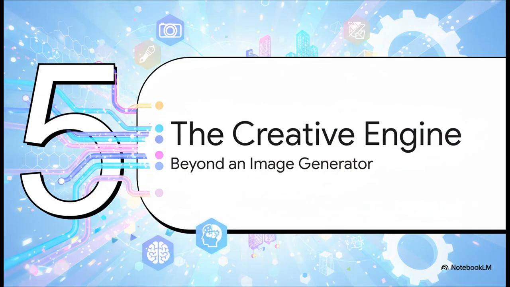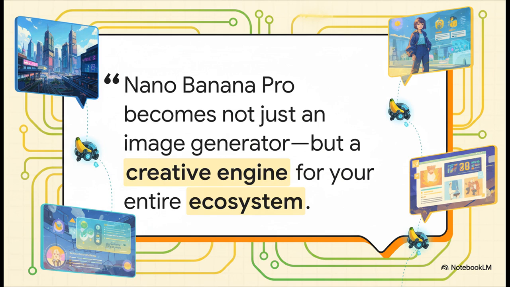Okay, so when you put all of this together, what do you get? In our final section, we're going to see how combining all these capabilities and workflows makes Nano Banana Pro something way more than just an image generator. It really becomes the core of a much bigger creative system. And this is really the key takeaway. Dr. Vernette Grant sums it up perfectly right here. Nano Banana Pro becomes not just an image generator, but a creative engine for your entire ecosystem. It's not just a tool, it's the visual heart of your brand, your business, your entire creative output.